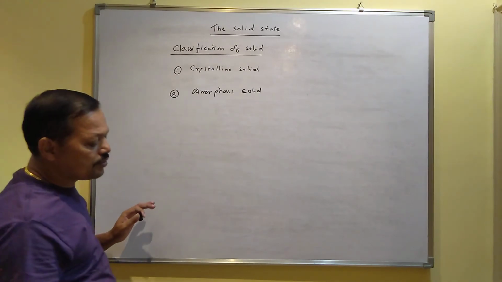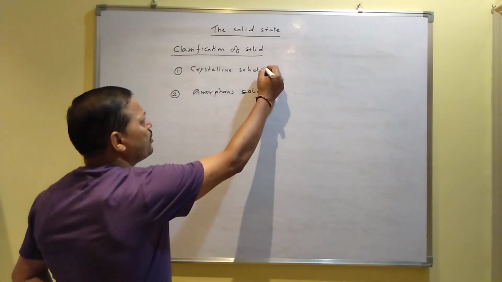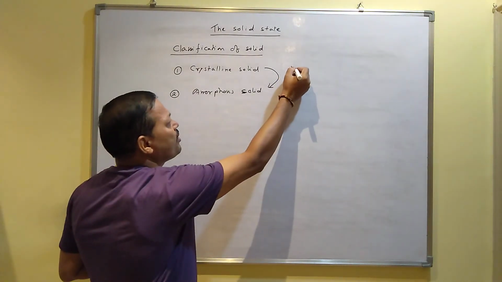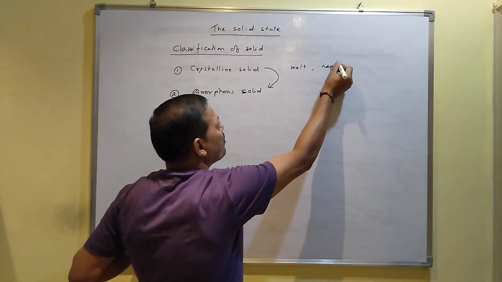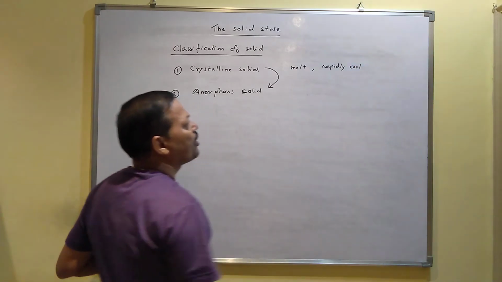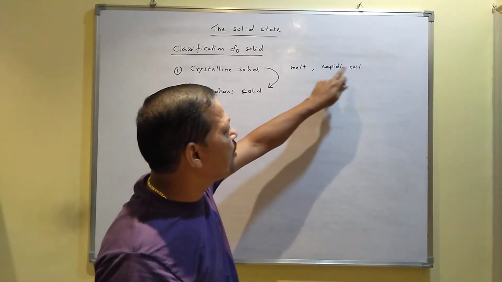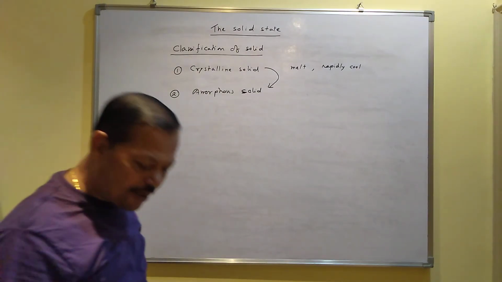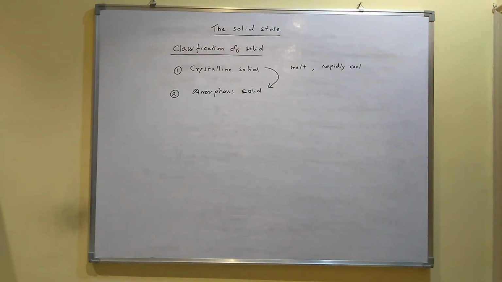But do you know, a crystalline solid you can convert to an amorphous one. A crystalline solid you can make amorphous. How? First you have to melt the solid, then you have to rapidly cool it. I mean, when a crystalline solid is melted and then rapidly cooled, it is converted to an amorphous solid. A crystalline solid can be converted to an amorphous solid, but you cannot convert an amorphous solid to a crystalline solid. That is one point of difference between these two.